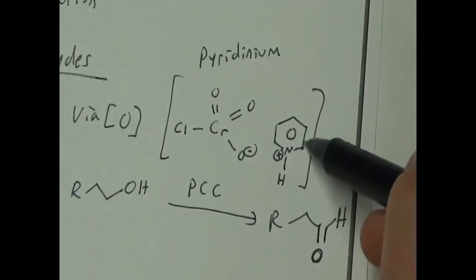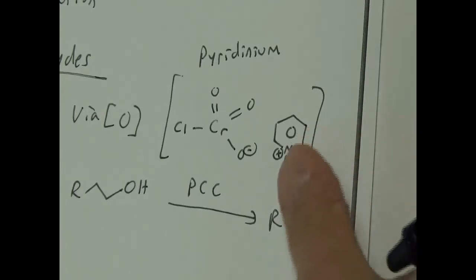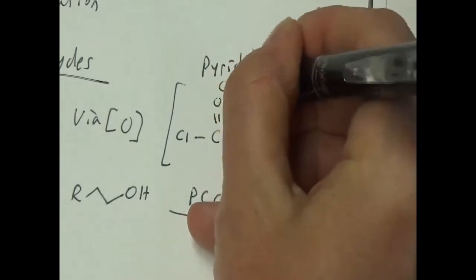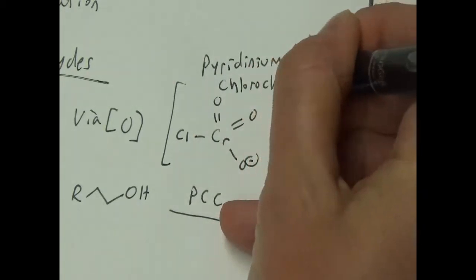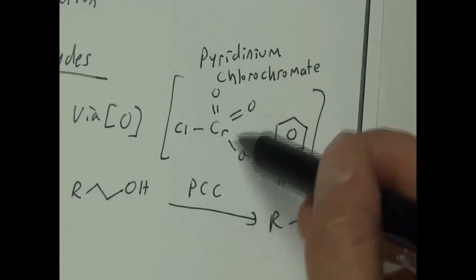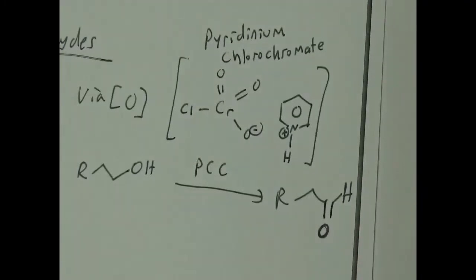Of course, that is pyridinium. That is pyridine. That is pyridinium. Chlorochromate. The chlorochromate part is the chlorine chromium thing. Anyway, what's the mechanism of this?